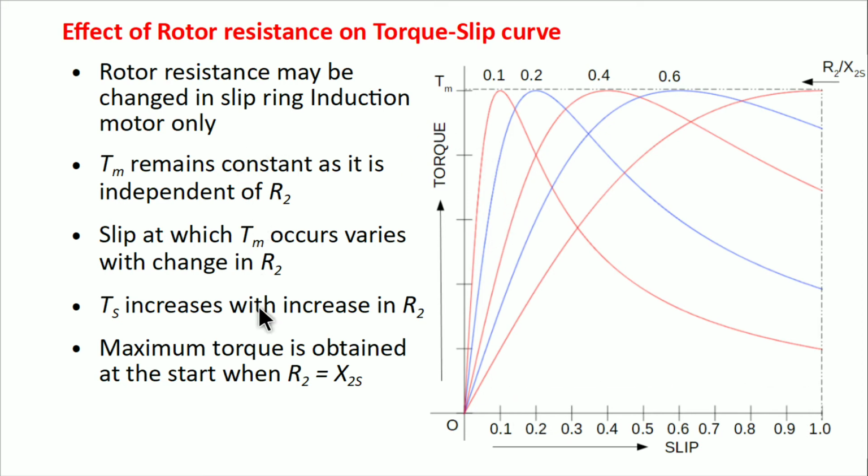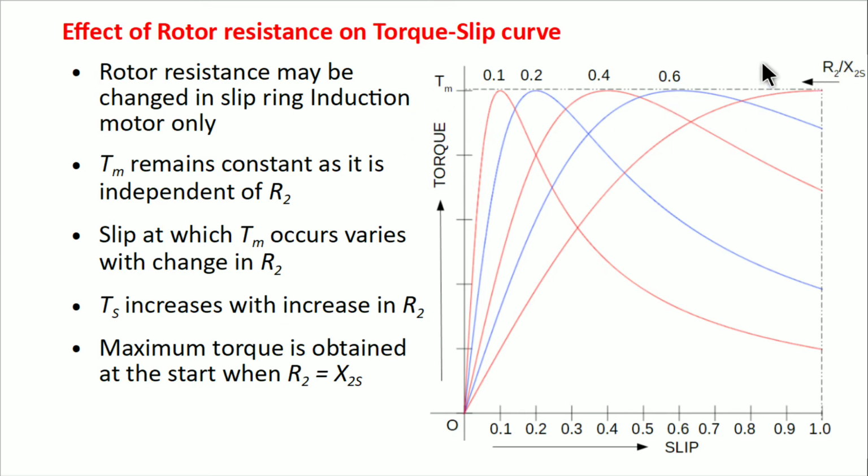Similarly, if we further increase the resistance, the slip corresponding to maximum torque further changes to this point, and this curve will work. And if we increase to 0.6, 0.6 is the value of R2 over X2S, means resistance is increased 6 times, and this much is the curve. So from here what we can see, what is the result of all this, is that maximum torque remains the same. Maximum torque does not change. Whether we go on increasing the resistance, the torque will not change.